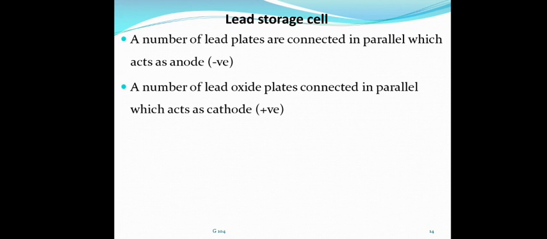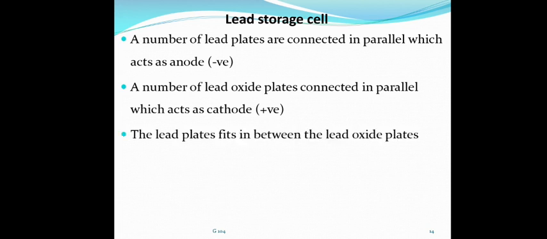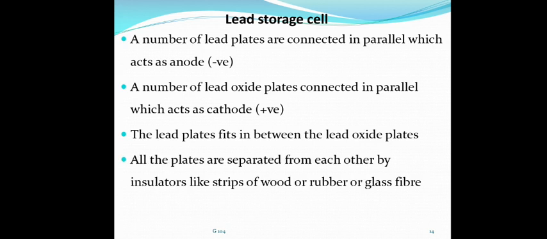The lead plates and lead oxide plates are arranged parallel and alternately to each other, in such a way that there is no contact between the plates. They are separated by insulators like wooden sheets, plastic sheets, or rubber sheets. The lead plates fit in between the lead oxide plates, as I told you. All the plates are separated from each other by insulators like strips of wood, rubber, or glass fiber.